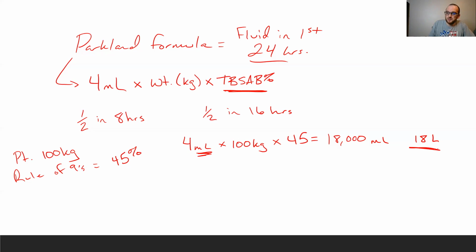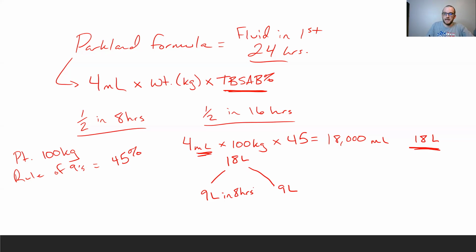18 liters of fluid is an astronomically large amount of fluid to give a patient. And yes, we're doing it over 24 hours, but still, that's a lot of fluid. Think about a liter bag of saline, 18 of those is a lot of fluid. So remember, we've got 18 liters, so we're going to do 9 liters in the first 8 hours and 9 liters in the remaining 16 hours. We take half of it and put it in the first 8 hours. 18 liters total over the course of the day, 9 front loaded.